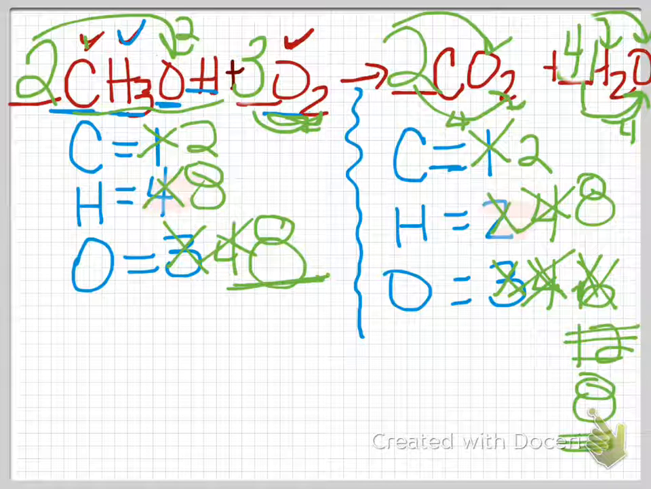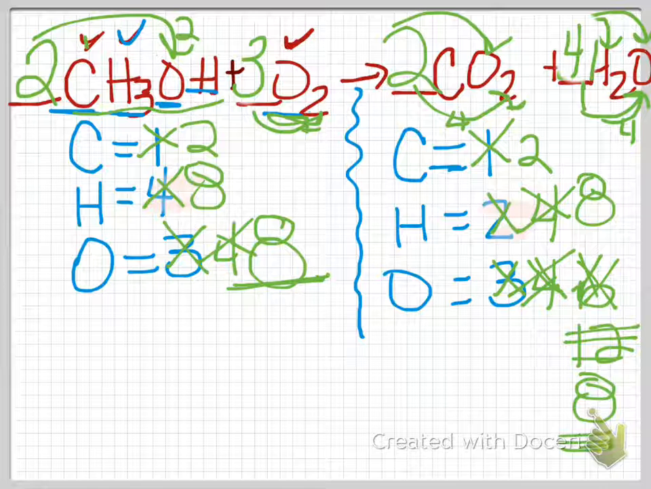So this is the hardest one that you'll probably ever have to balance, one like this, because combustions are by far the hardest ones to balance. So if you can balance this one, Demetria, you can balance any of them. Okay? So that's exactly how you go about balancing it, and it's all about making every atom have the same number on both sides.